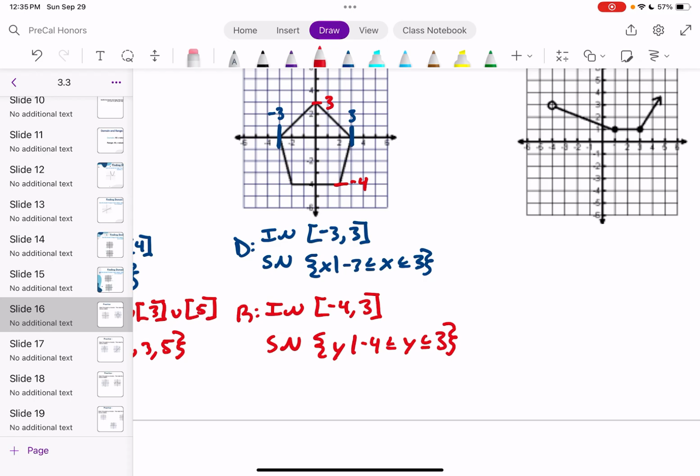In this case, when asked if it would be a function or not, this would not be a function. As you run your vertical line test, this line would go through both the top parts and the bottom parts of this graph, which would not be a function.